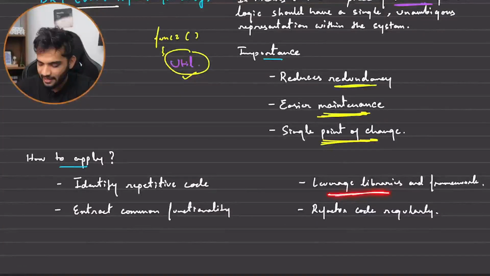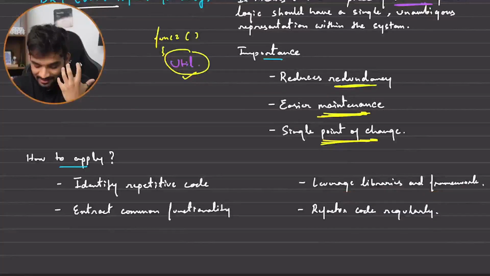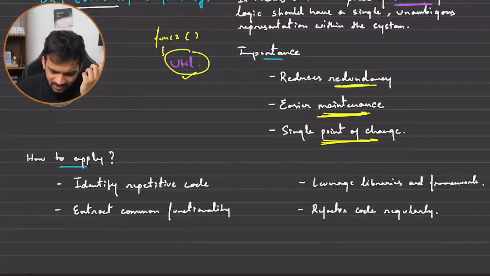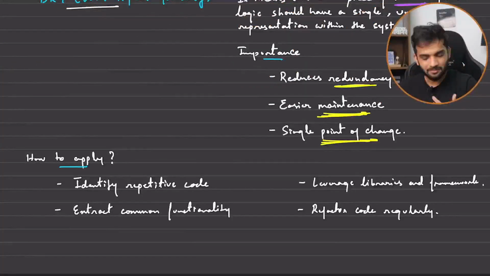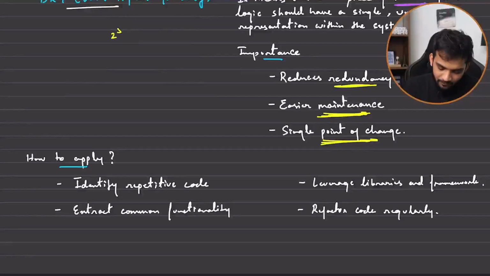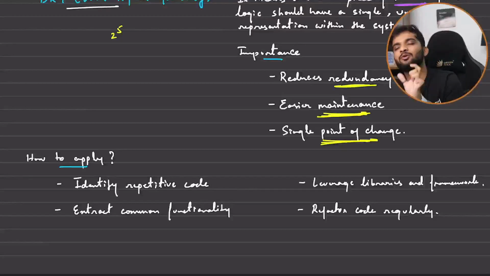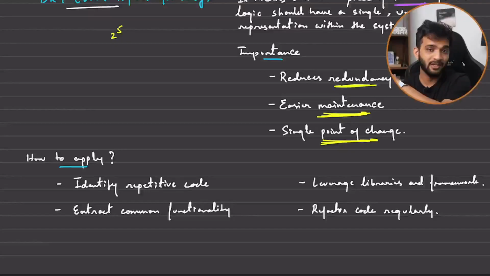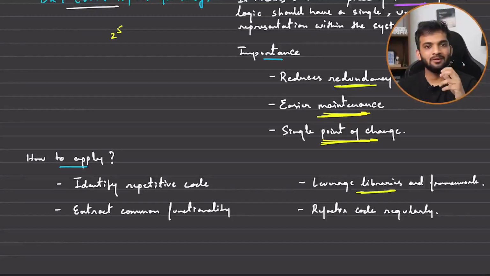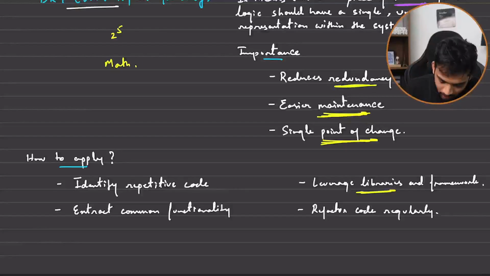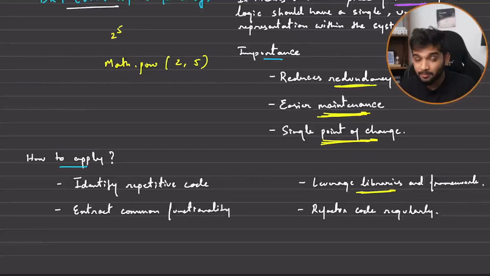Leverage libraries and frameworks. For an example, again, I'll take the easiest of examples just to explain the point. If I'm asking you to find 2 to the power 5, one of the ways is you write a for loop 5 times and then you do 2 into 2 into 2 into 2, 5 times. That is one of the ways. But this is where you can use the existing libraries, because that will make your code readable. If I'm writing something like math.pow(2,5), it's readable.